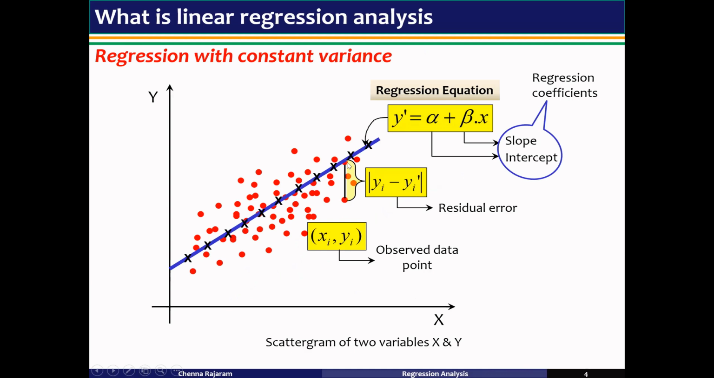The differences between the points on the regression line and the data points are yi minus yi prime. And in the equation y prime is equal to alpha plus beta x, alpha is equal to the intercept and beta is equal to the slope of the regression line.